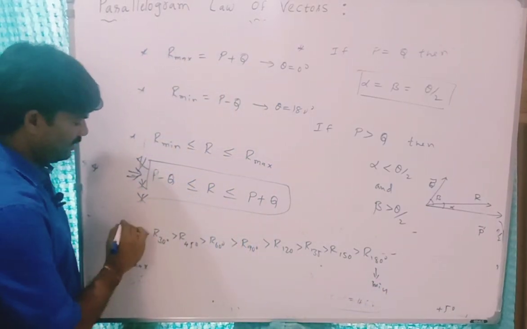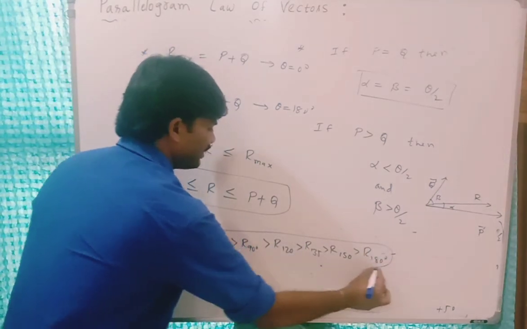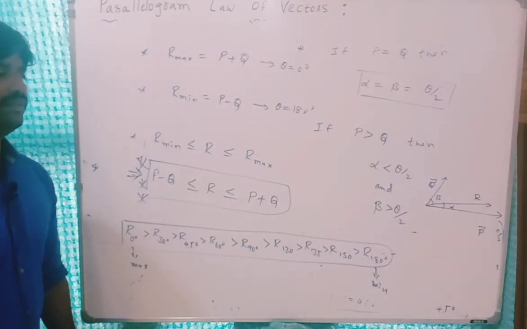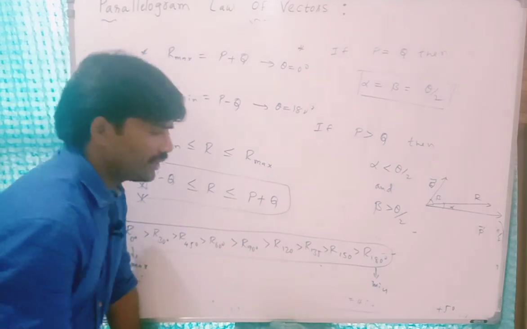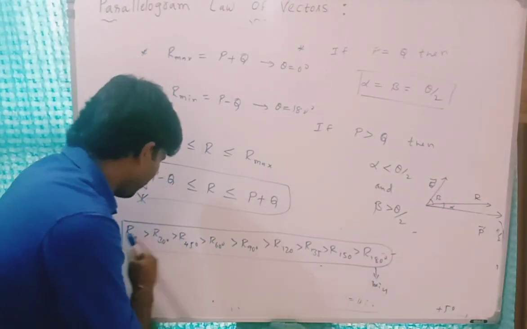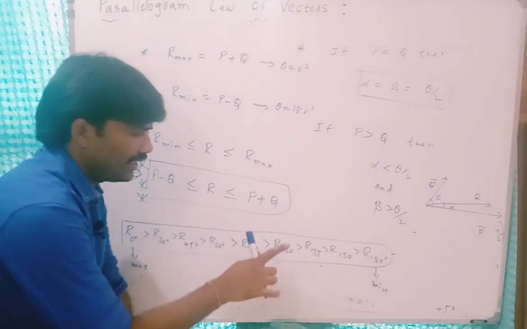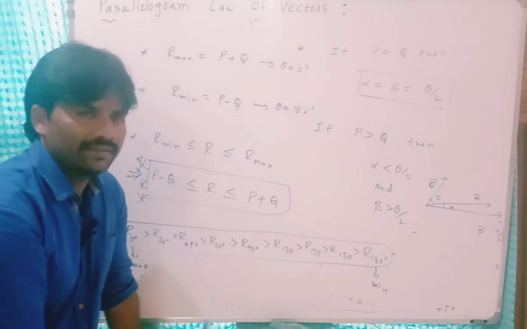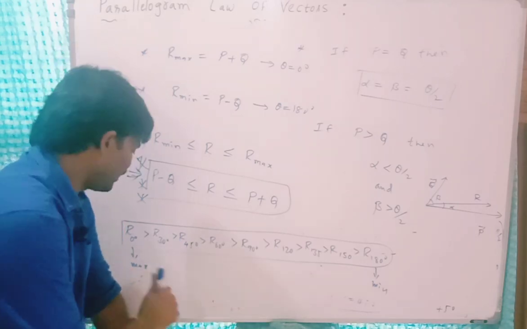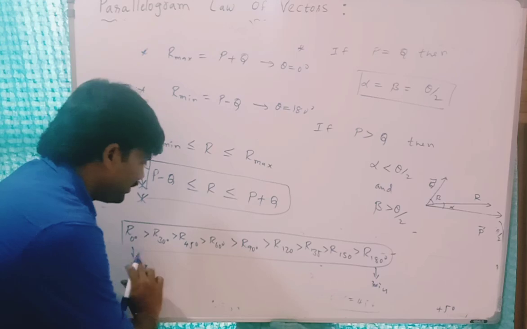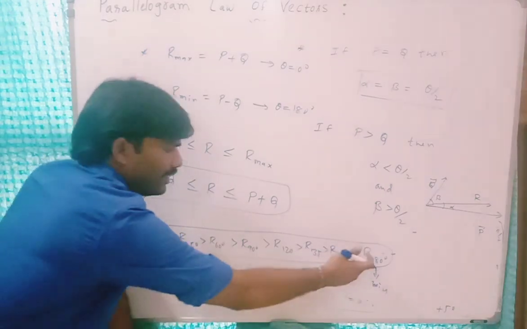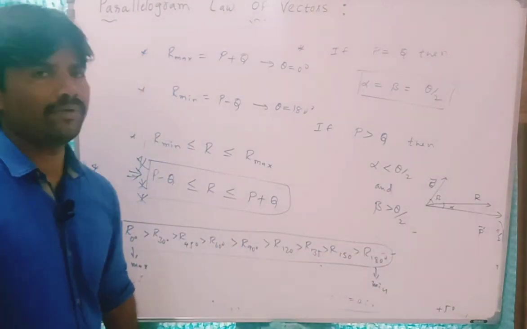The greater the angle, the lesser the magnitude of the resultant of the vectors. The angle between two vectors is never more than 180, never less than 0. So the angle is always between 0 and 180. So the magnitude of the resultant lies between these two values, never less than this, never more than the maximum.